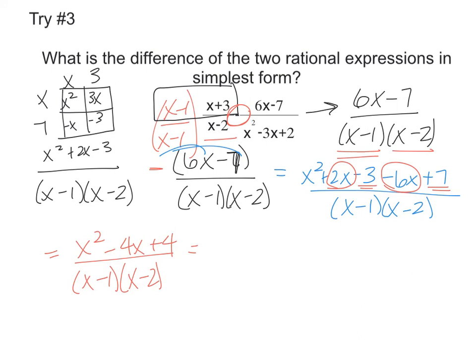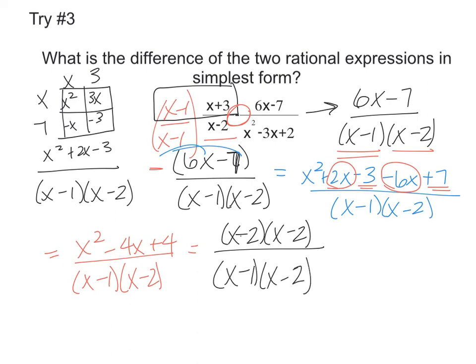So we're going to do x minus 2 over x minus 1, x minus 2. Nice for us. The x minus 2's are gone. And so we are left as a final answer with x minus 2 over x minus 1. Whoops, that's a 1. Okay.